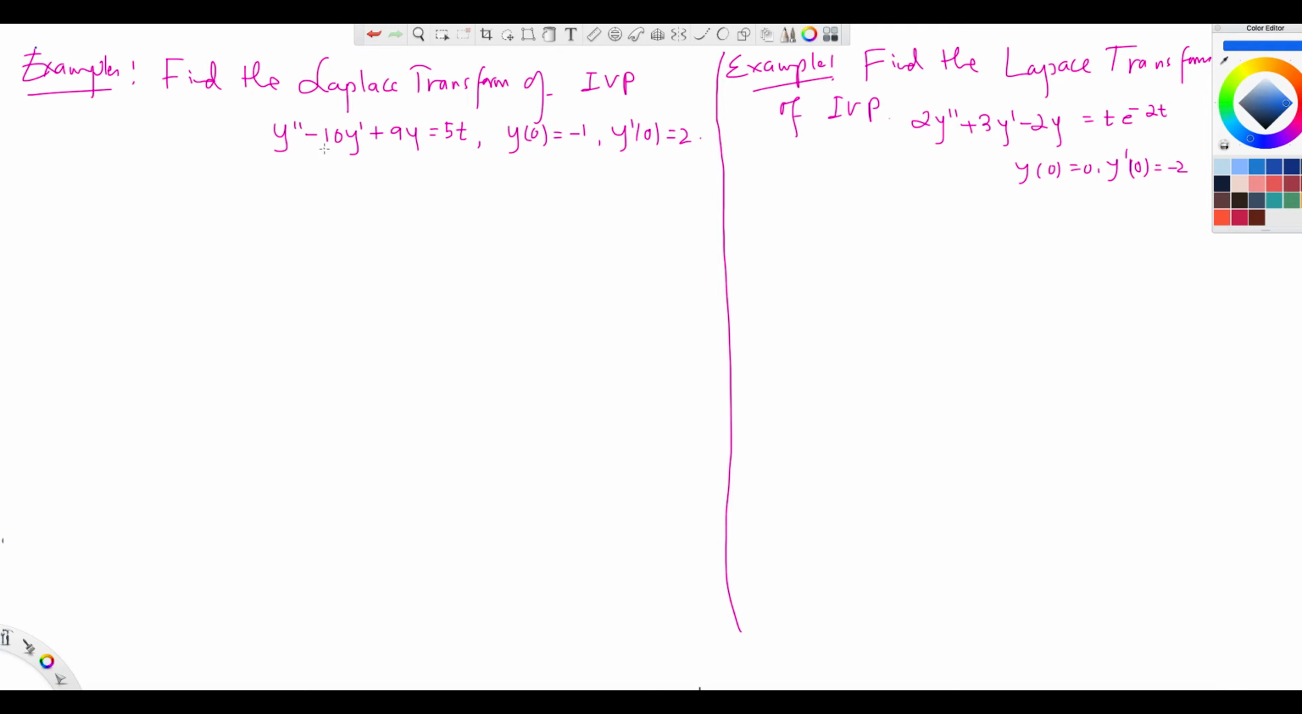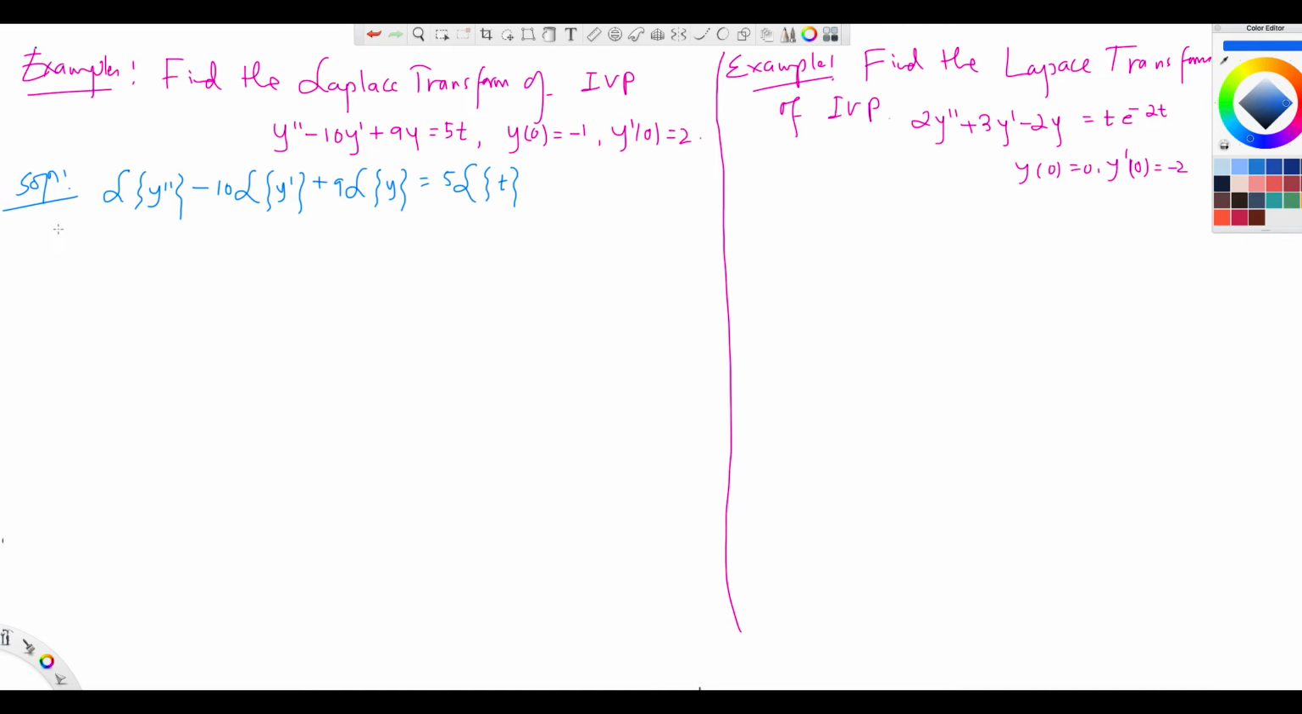Since the Laplace transform is linear, let me write the solution. I'm taking the Laplace transform of each term. So this will be the Laplace transform of y double prime, minus 10 times the Laplace transform of y prime, plus 9 times the Laplace transform of y, equals 5 times the Laplace transform of t. You see that? So what is the Laplace transform of y double prime? I'm using the formula from the last slide.